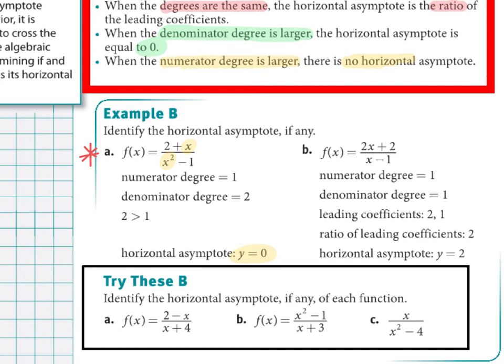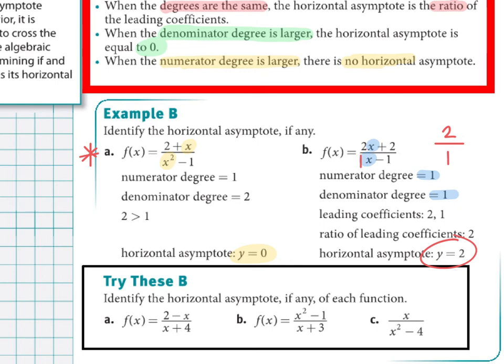In the second example, both numerator and denominator are first degree functions. When they are equal, that's when you use the ratio of the coefficients. So it was 2x in the numerator, 1x in the denominator. So that ratio of 2 over 1 leads you to a horizontal asymptote at y equals 2.